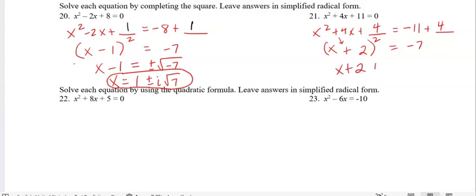Square root of both sides. Don't forget plus minus. And so the square root of negative 7 is i times the square root of 7. And then we'll subtract 2 from both sides. And we have our 2 solutions.